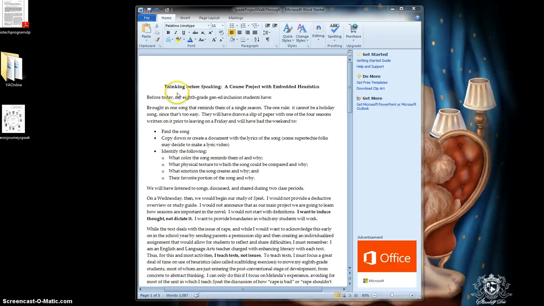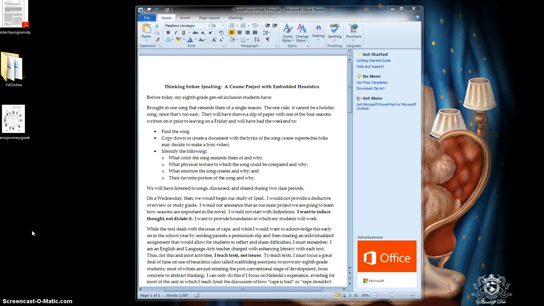This is called Thinking Before Speaking, a course project with embedded heuristics. So there's several in here. I've highlighted one for you. Before today, so notice how I'm orienting you, 8th grade inclusion students have brought in a song that reminds them of a single season. The one rule they had is it cannot be a holiday song, since that's just too easy.